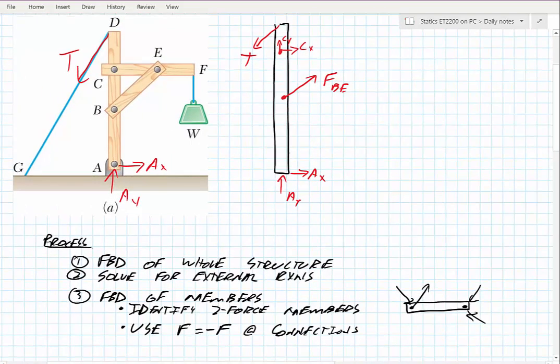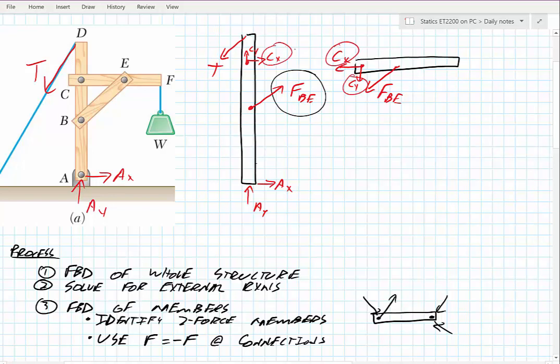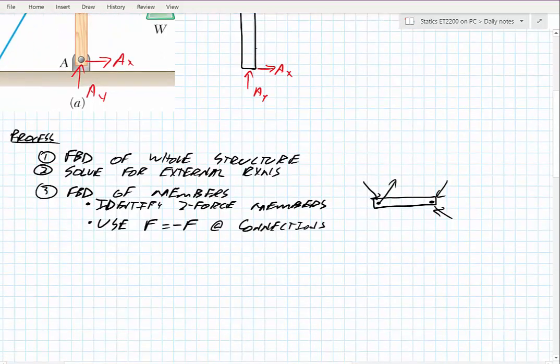So for example, I identified this two-force body, so I just drew it as an arrow. But if I were to look at the other cross member, CEF, I would have an equal and opposite FBE. I would also have an equal and opposite CY and CX. So just make sure you get all those signs straight on how it works when you break them apart. Newton's third law: for every action there's an equal and opposite reaction, all that good stuff.